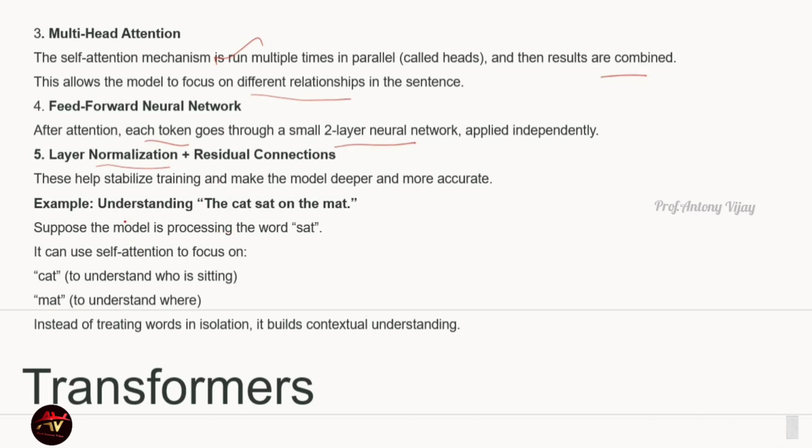For example, the model is processing the word "sat". It uses self-attention to focus on what the sat refers to. Before that, the word "cat" is there. The word "cat" represents the third person singular, that is who. And "mat" is an object, where we are sitting, so that is where. Likewise we keep on taking care of NLP here. Accordingly we can go for predicting the next word.